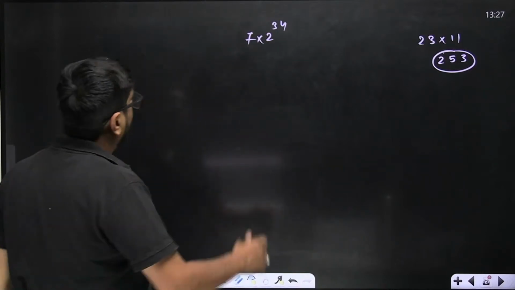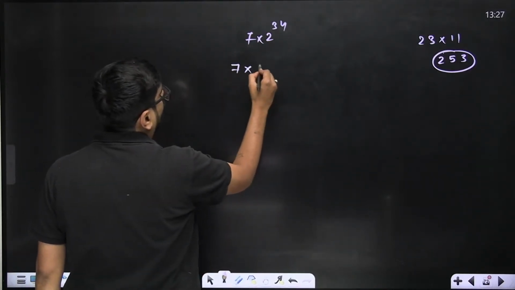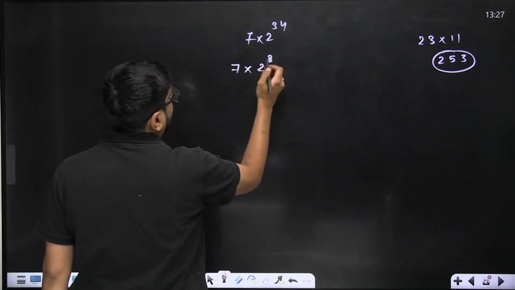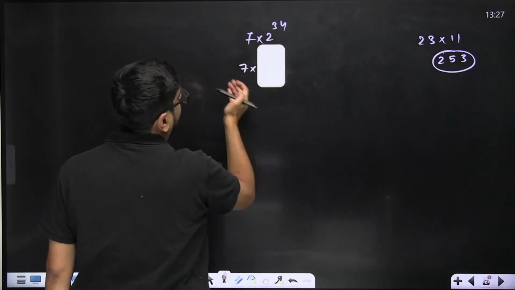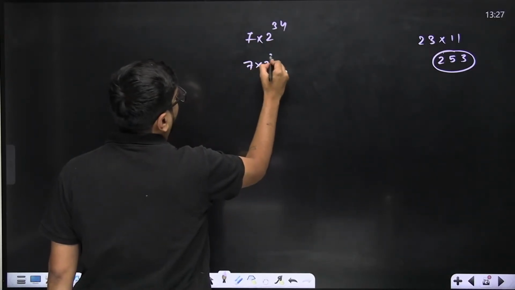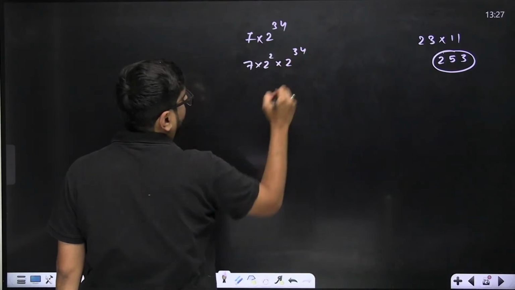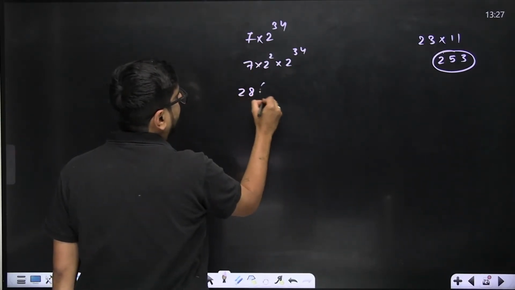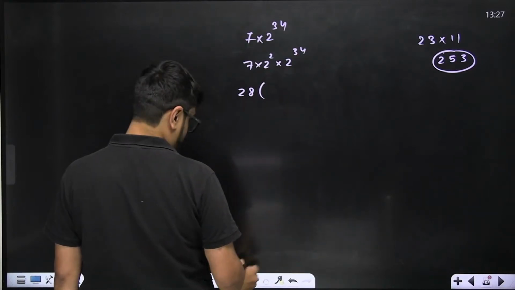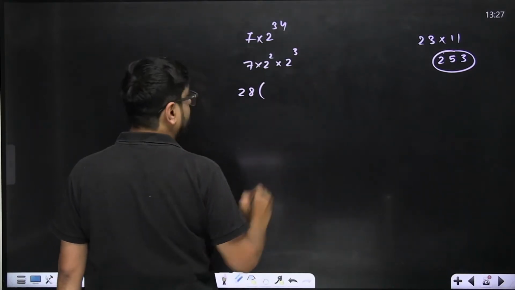So what we'll do, 7 multiplied with 2 to the power 8, we'll break it like this. 7 multiplied with 2 to the power 4, 2 to the power 2, multiplied with 2 to the power 34. Now this will become 7 4s are 28 multiplied with 32, right? 32.